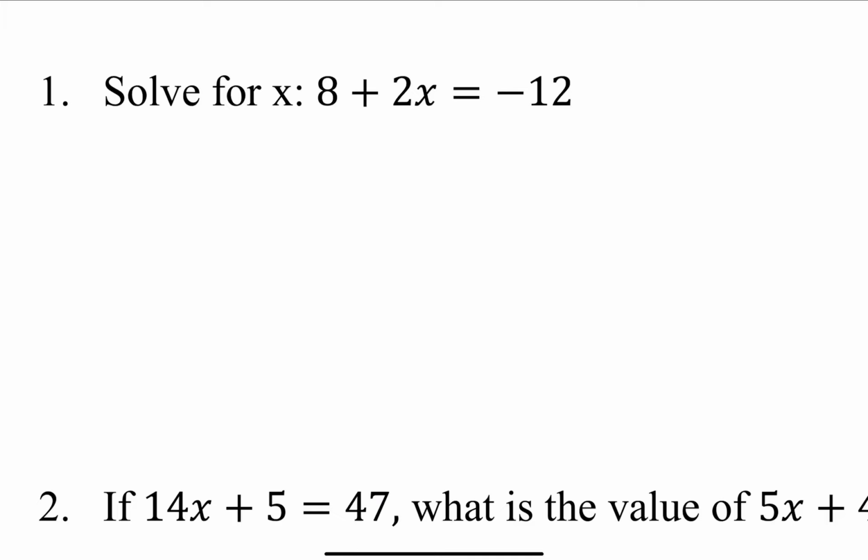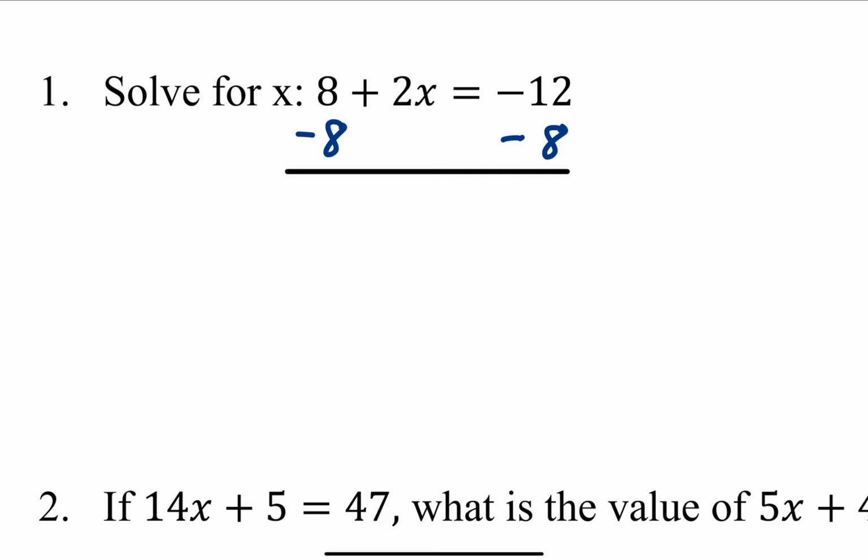Solve for x. 8 plus 2x is equal to negative 12. Since we are solving for x, x is on the left side of the equation. First we have to eliminate 8 here. In order to eliminate 8, we use the subtraction property of equality and subtract 8 from both sides of the equation.